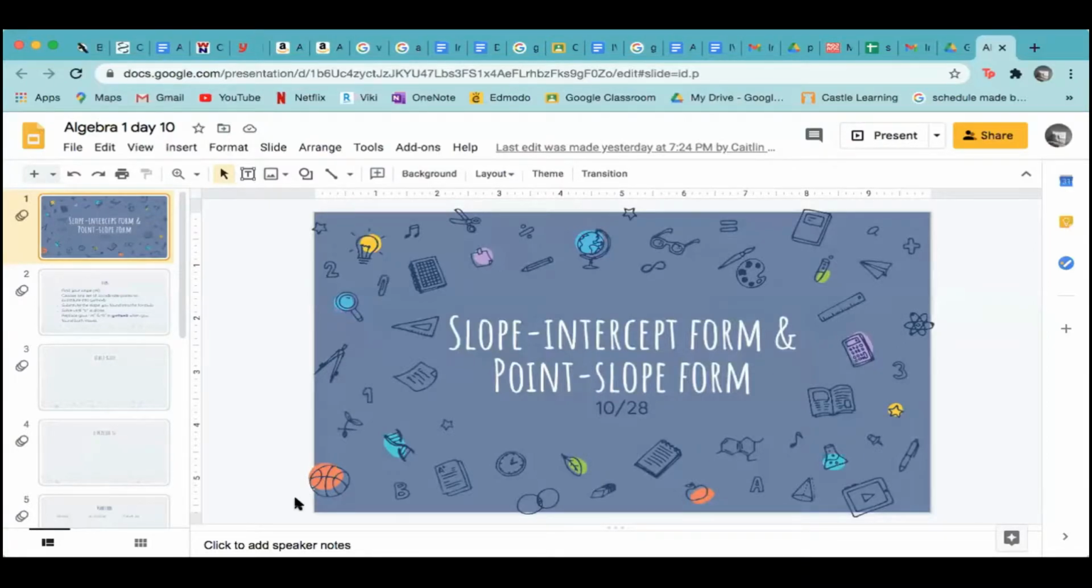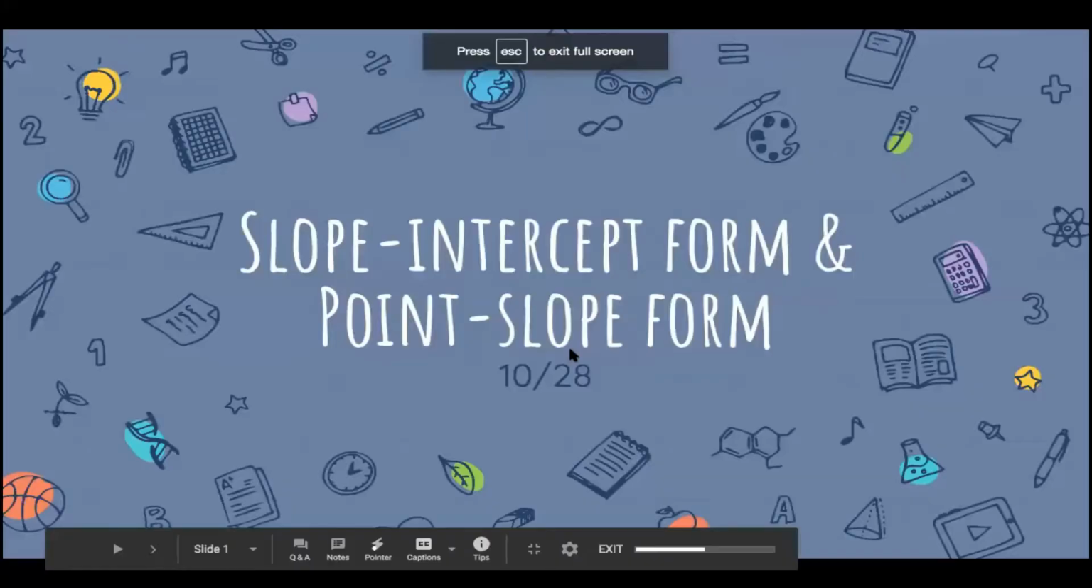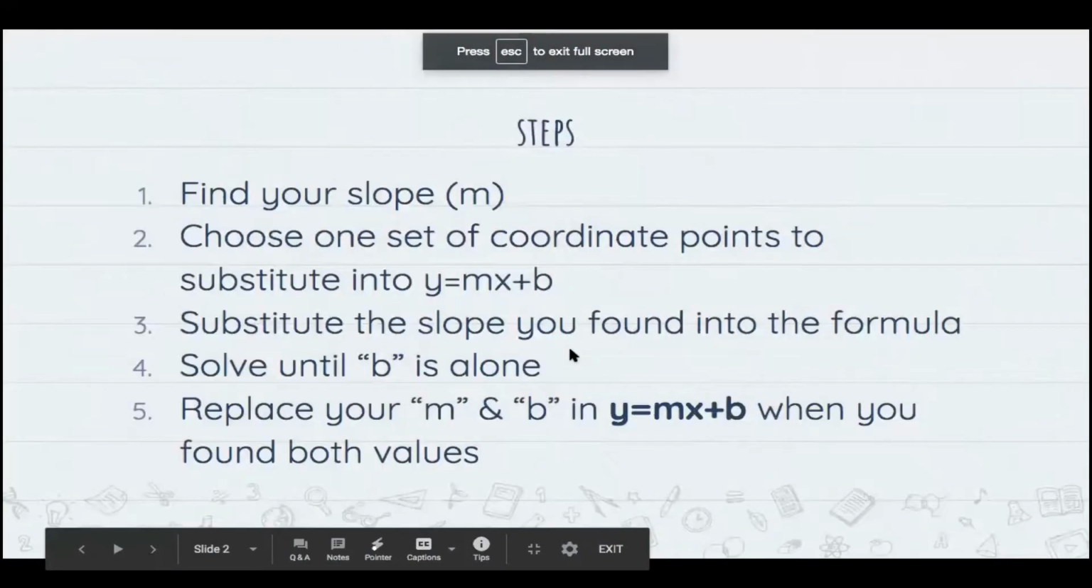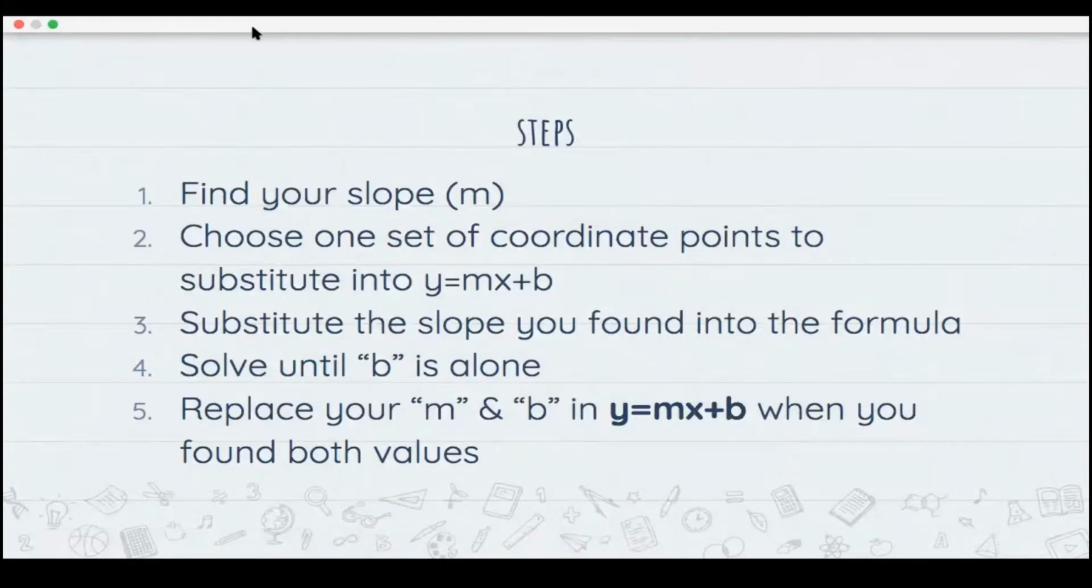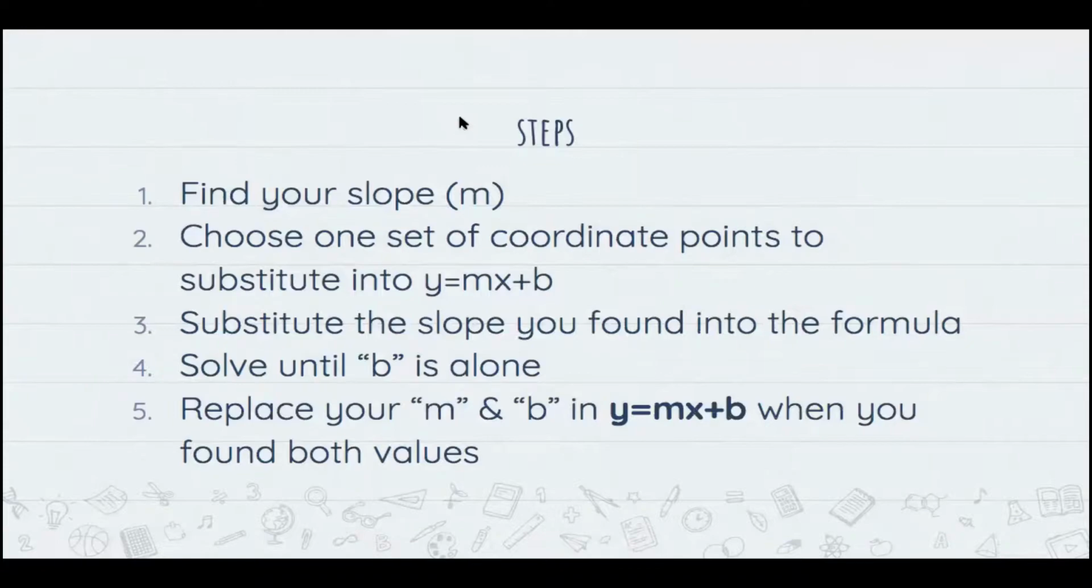Today we're going to be learning about how to put equations into slope-intercept form and point-slope form. These are the steps. First, you have to find your m, which we did last lesson. Choose one of the sets of coordinate points to substitute into your y equals mx plus b.